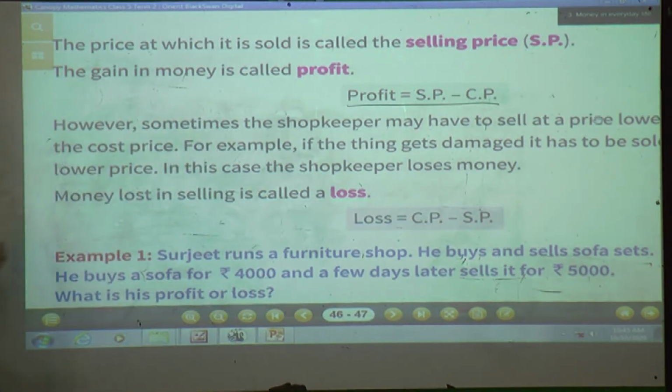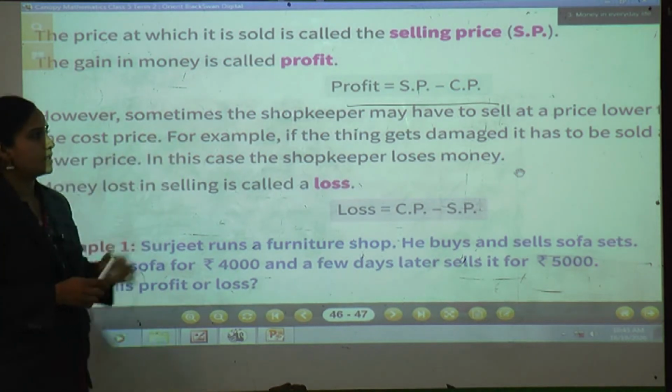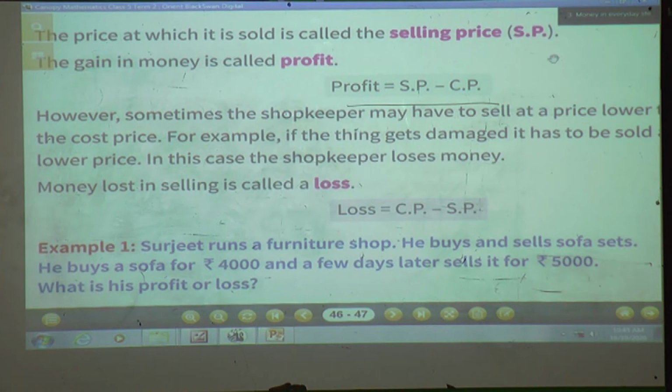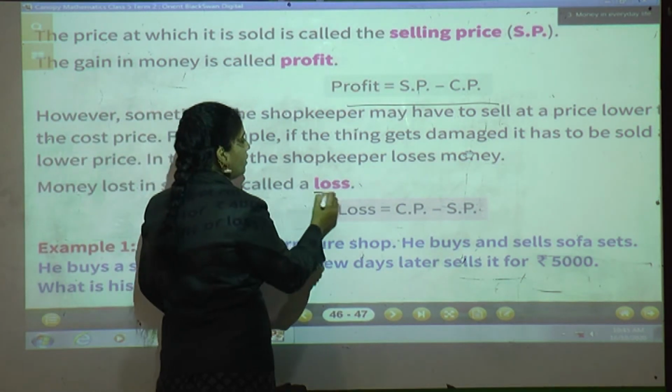Now, however, sometimes the shopkeeper may have to sell at a price lower than the cost price. See, students, sometimes they have to sell at a lower price than the cost price. For example, if the thing gets damaged, it has to be sold at a lower price. In this case, the shopkeeper loses money. Money lost in selling is called loss.